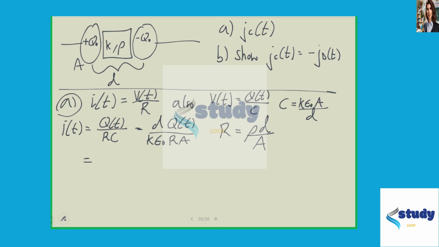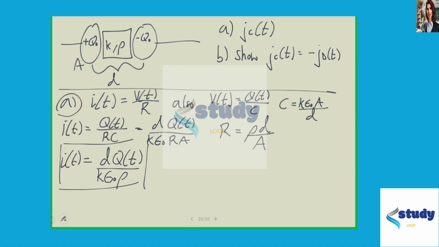So for the current, you can see that the A and the D are going to cancel, right? There's a D over A, and here's a D over A. So the D over A's are going to cancel. And what we end up with is just Q over T divided by K epsilon naught rho. So there's an expression for the current as a function of time in terms of the charge.